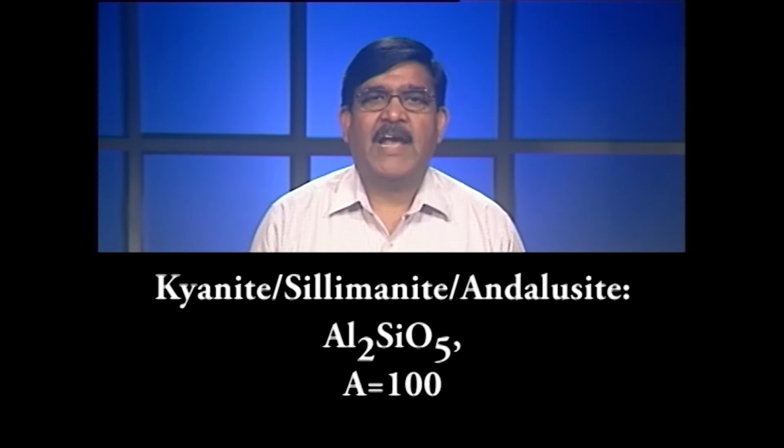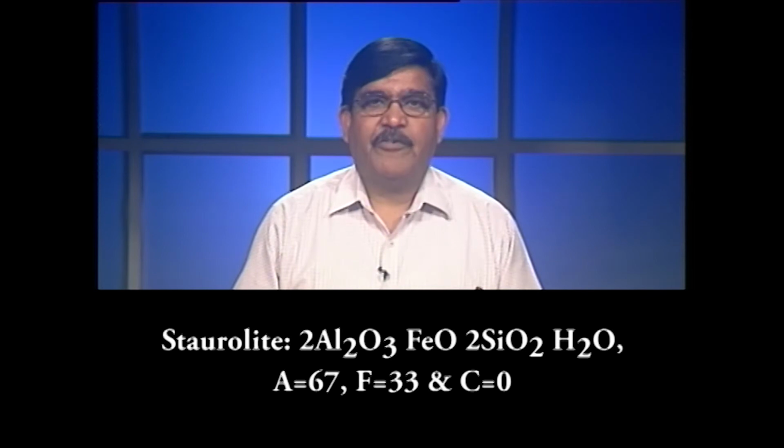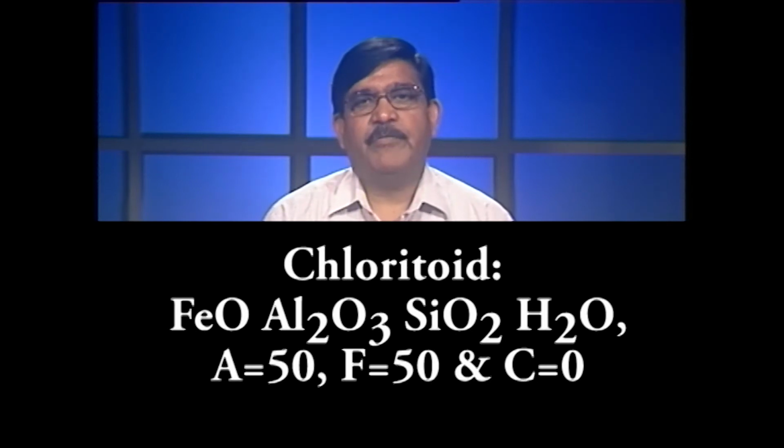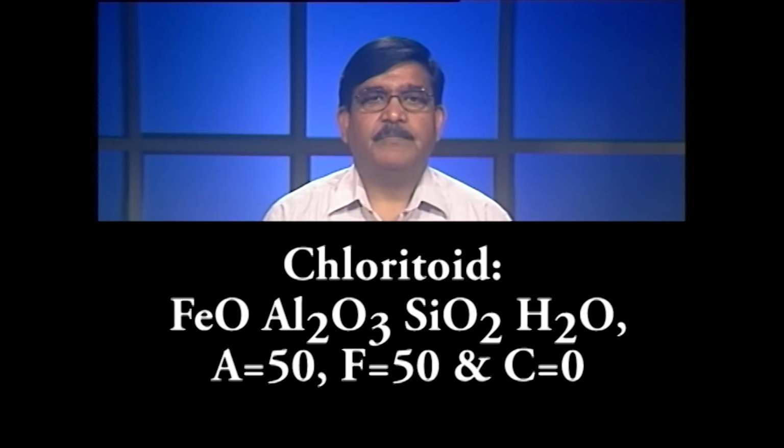The chemical formula is Al2SiO5, where the value of A equals 100% and C and F equal 0. Staurolite: the chemical formula of staurolite is 2Al2O3, FeO, 2SiO2 and H2O. A equals 67%, F equals 33% and C equals 0. Chloritoid: FeO, Al2O3, SiO2, H2O. Therefore, A equals 50%, F equals 50% and C equals 0.